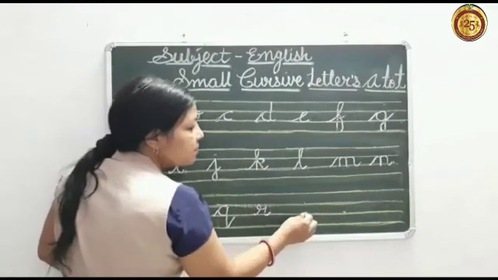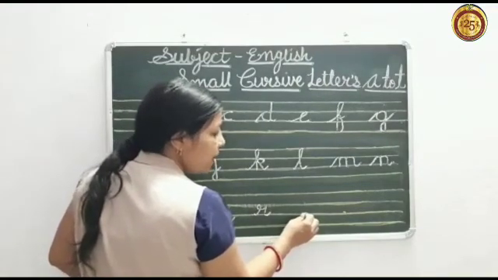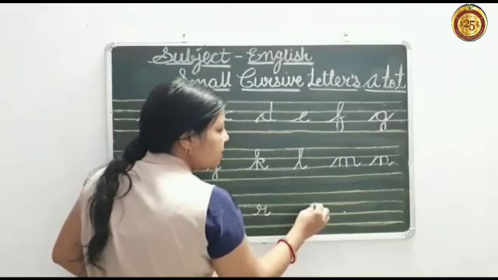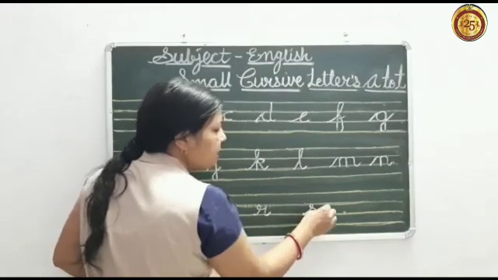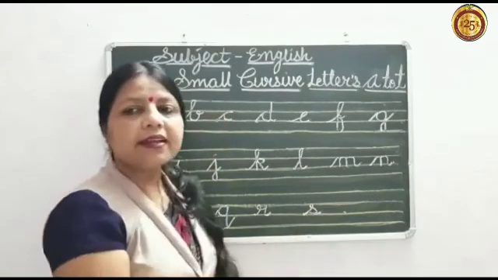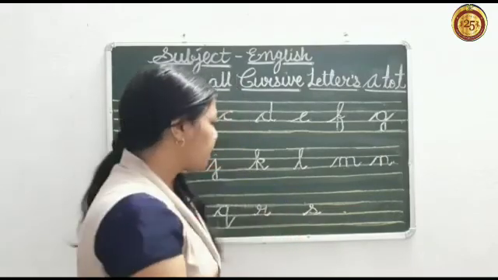We will write here a small cursive letter S. Put your pencil here on second blue line. Take it upward, touch the first blue line, make a circle and turn it like this, come down, go up, touch here and come back again. This is a small cursive letter S. S for sun, S for suit.